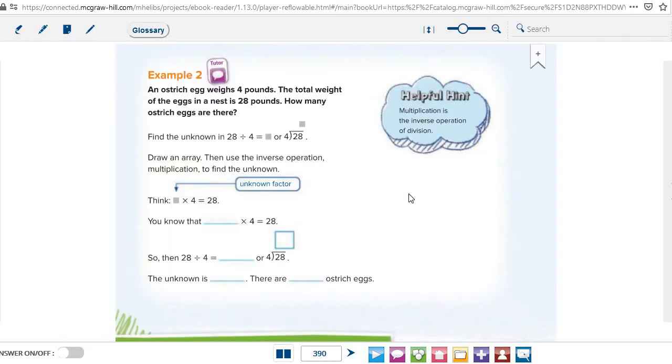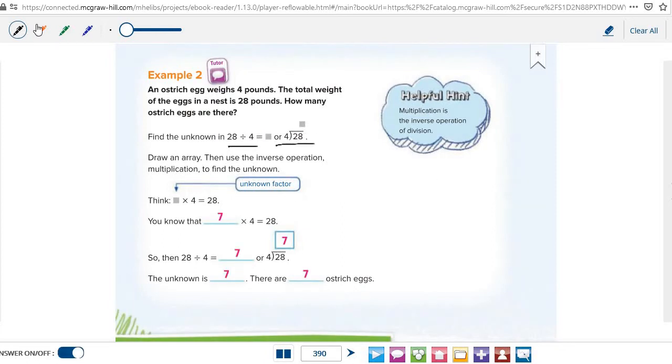If you finish, let's solve example number 2. An ostrich egg weighs 4 pounds. The total weight of the eggs in a nest is 28 pounds. How many ostrich eggs are there? To find how many ostrich eggs there are, we have to find 28 divided by 4. We can write it this way or this way.